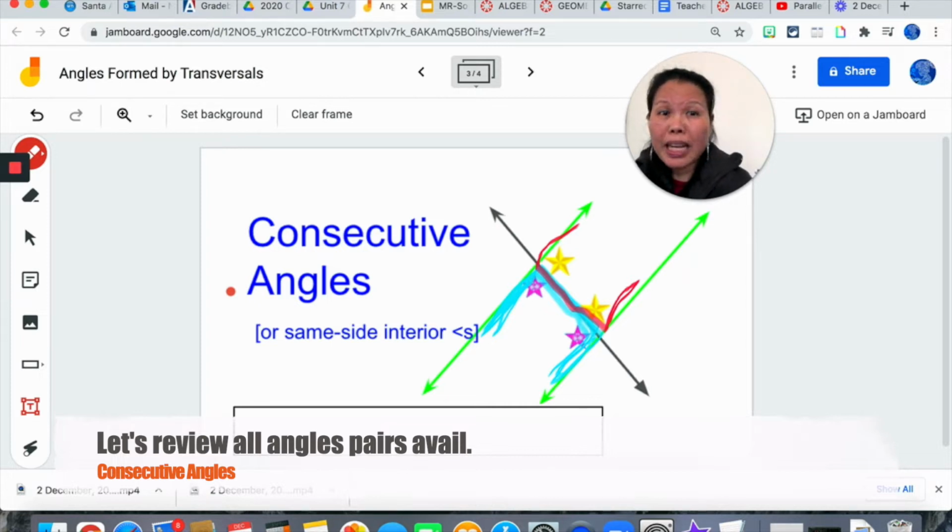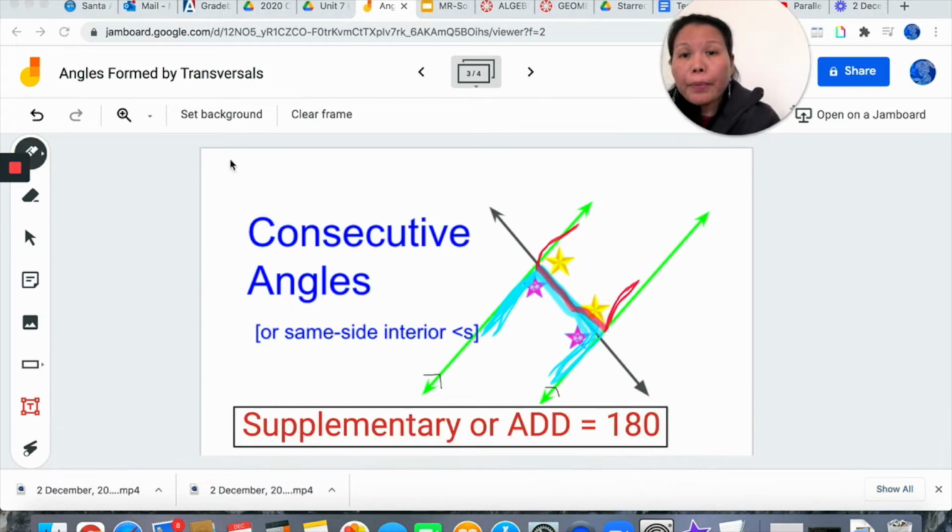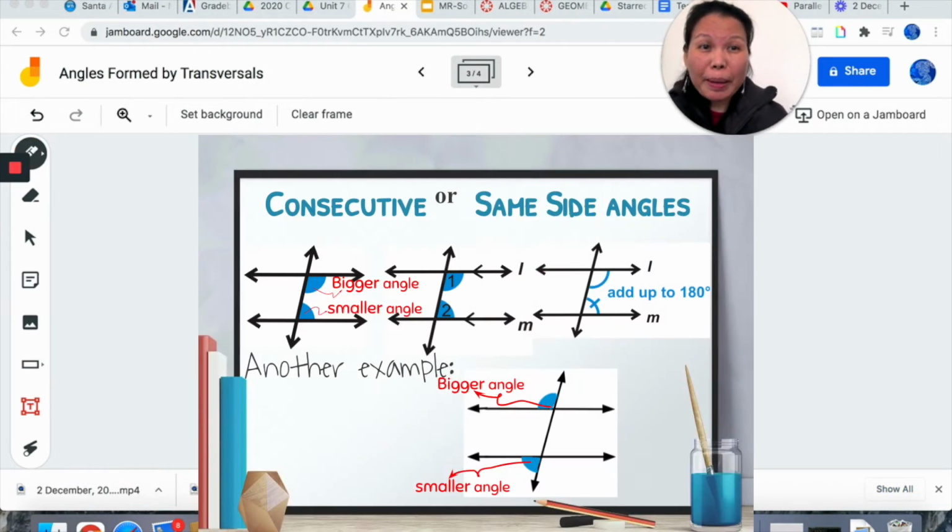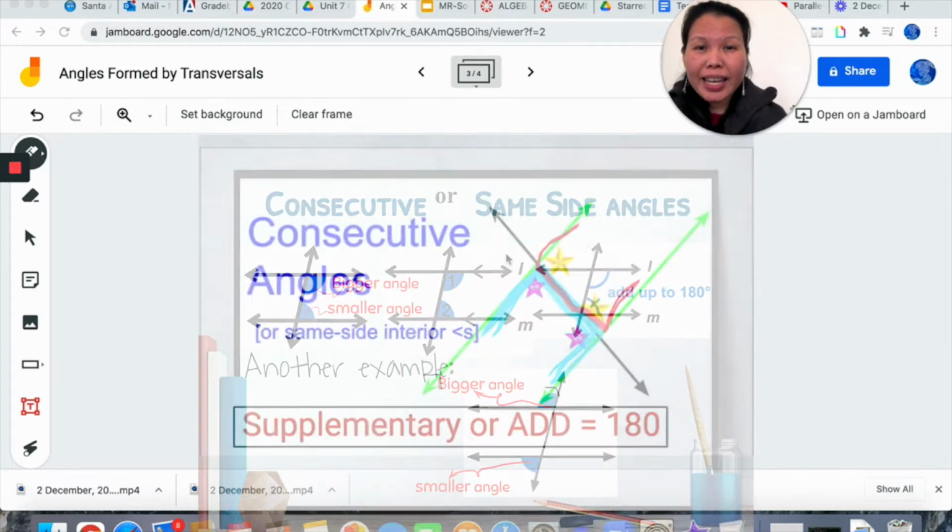These are consecutive angles, and they are not going to be congruent angles. They are going to add up to 180 degrees, or supplementary angles. Remember, in parallel lines, consecutive angles are going to be supplementary angles, or angles that add up to 180.